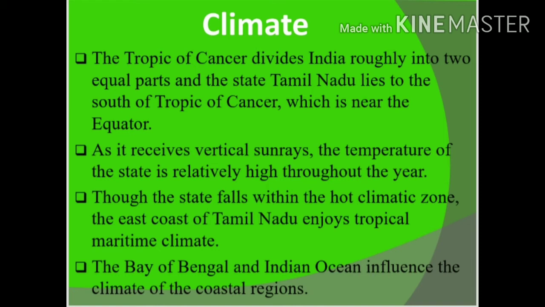That is in the eastern coast. In the east we have our Bay of Bengal. So the coastal areas will enjoy a tropical maritime climate, and the Bay of Bengal and Indian Ocean influence the climate of the coastal region. Nearly 13 districts in Tamil Nadu come under the coastal region. So 13 districts will enjoy a moderate climate in Tamil Nadu. That is about the climate.